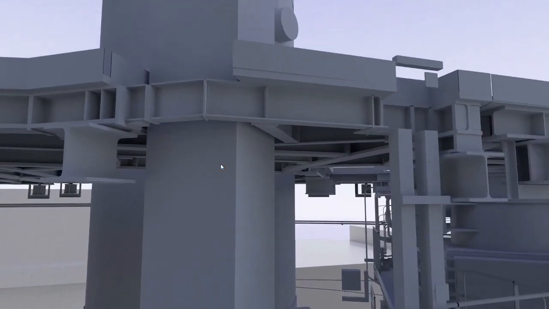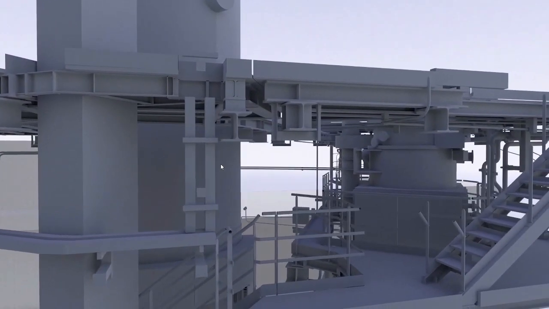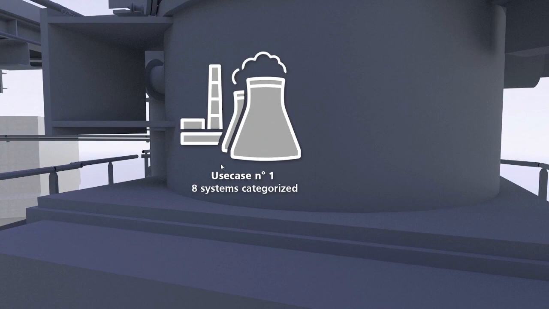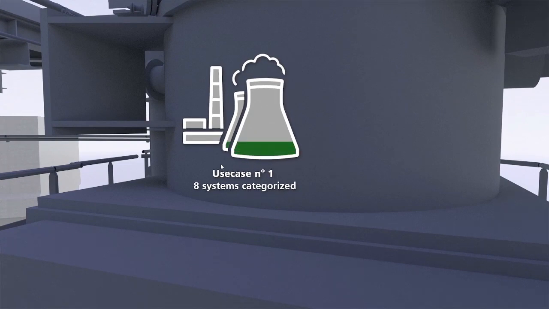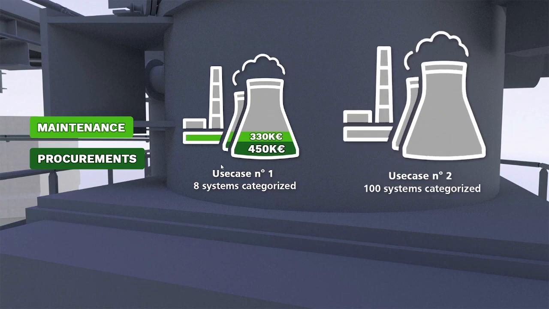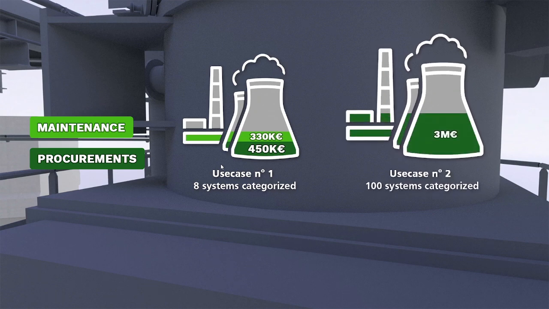We've got a couple more examples here that I want to talk through of other plants that have used this and been very successful. We've got a plant that's done 8 systems so far. Maintenance-wise, they've been able to save $330,000 just through ISI, in-service inspection, in-service testing changes, and then through procurement, through valves, chemical and radiation monitoring procurements, they saved $450,000.